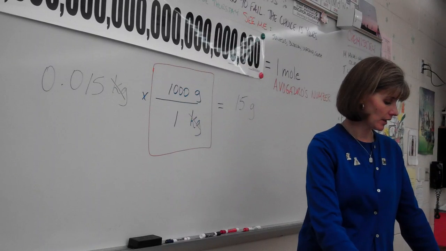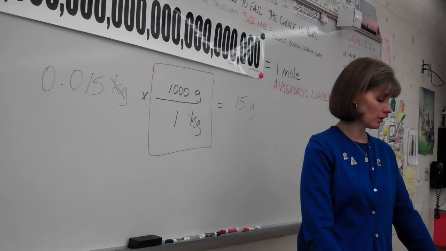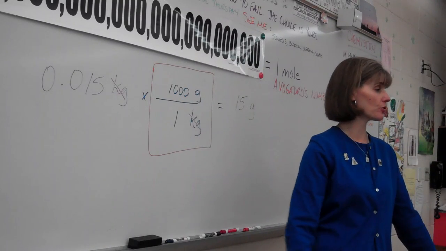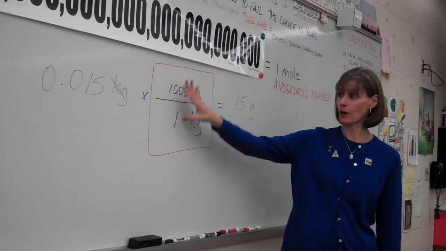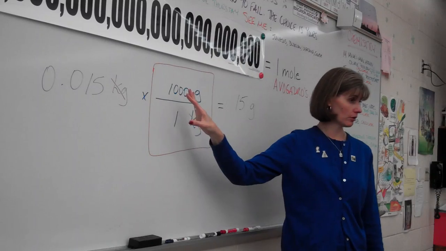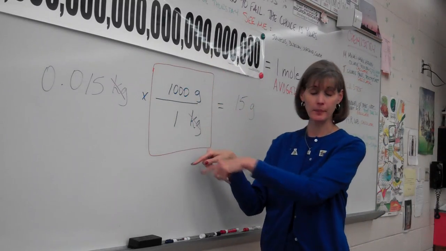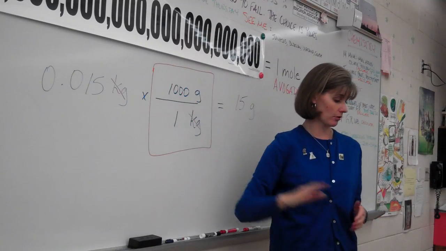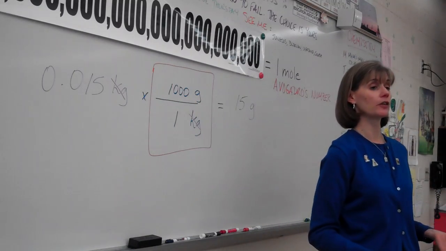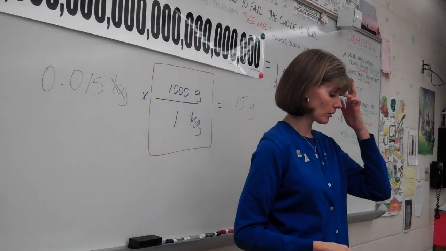27 is similar. It will be a volume conversion, and you must use the factor label method again. So on your paper, I want to see some sort of conversion factor. You don't necessarily have to draw the nice box around it, but I want to see some conversion factor. That's what I mean when I say factor label method in the test question.